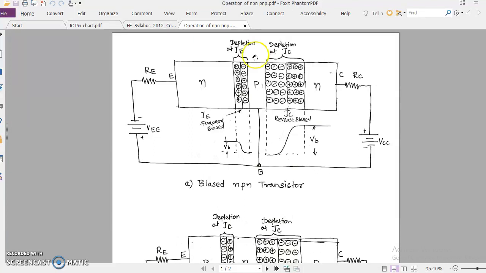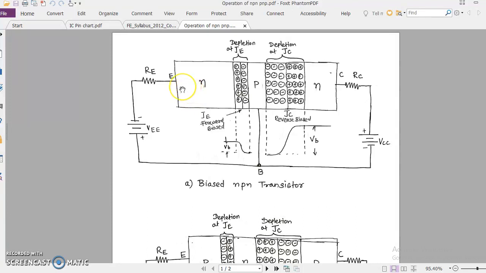Right? So whenever we apply the emitter base junction in forward bias condition and the collector base junction in reverse bias condition, at that time this transistor will work in the active region. Similarly, now you focus on the depletion region at JE and the depletion region at JC. There is a lot of difference. The reason is the forward bias junction and the reverse bias junction.